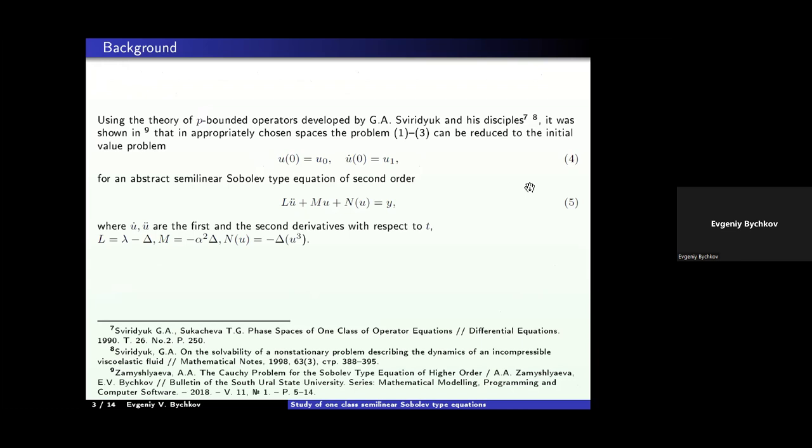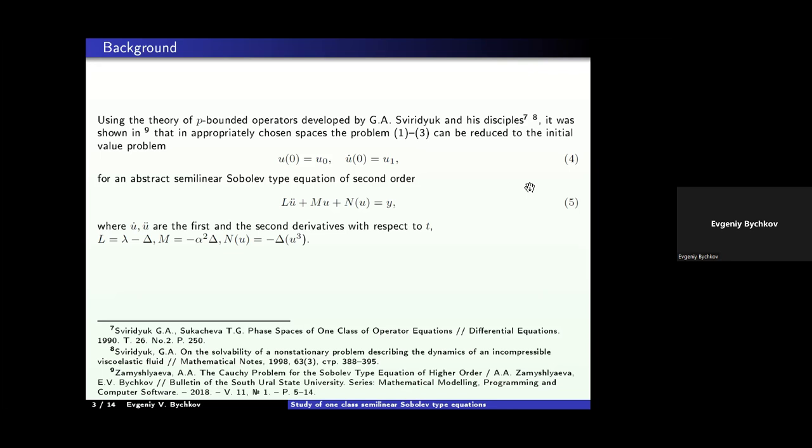We use the theory of p-bounded operators developed by Professor Sidorov and his students. It was shown that in a suitable function space, the problem 1, 2, 3 can be reduced to the initial problem for an abstract semilinear Sobolev type equation of second order, where u dot and u double dot are the first and second derivatives of the function u with respect to t.